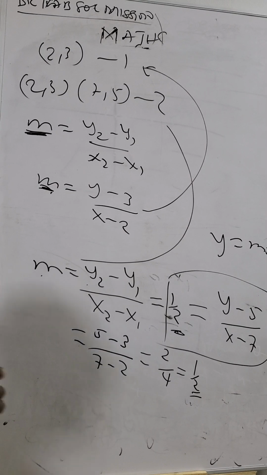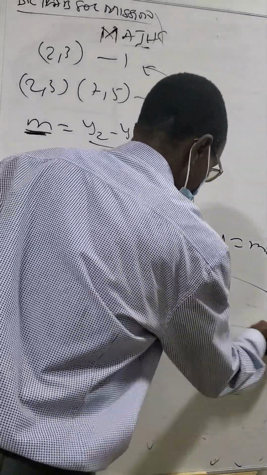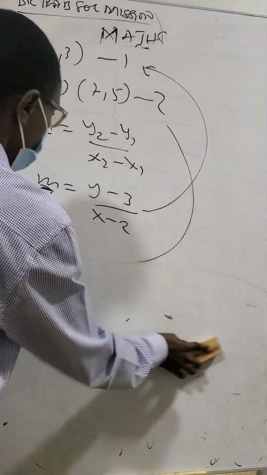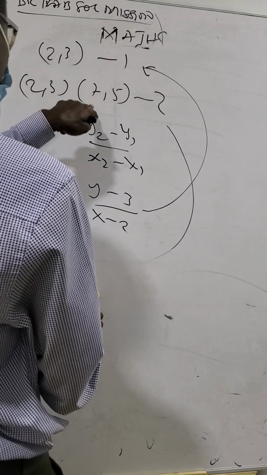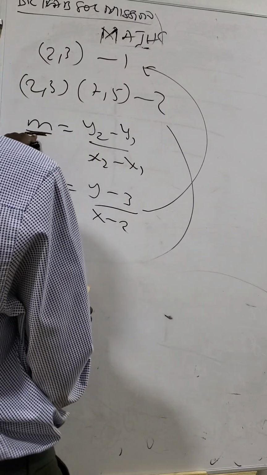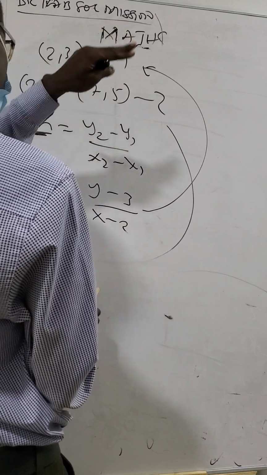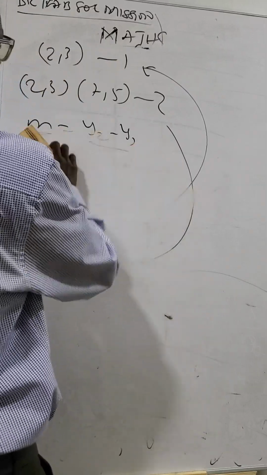It's very simple to get these questions. You can give me 1 point or 2. If you are given 2 points, it's easy, you can easily get the gradient. If you are given 1 point, you get the gradient. So that is that.